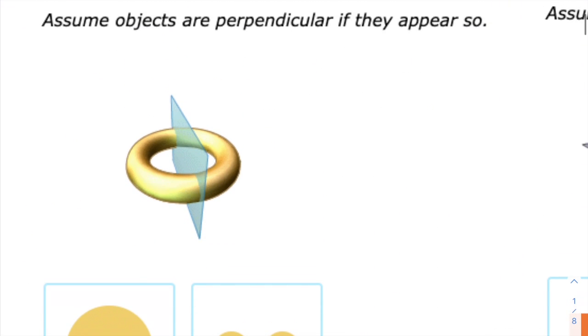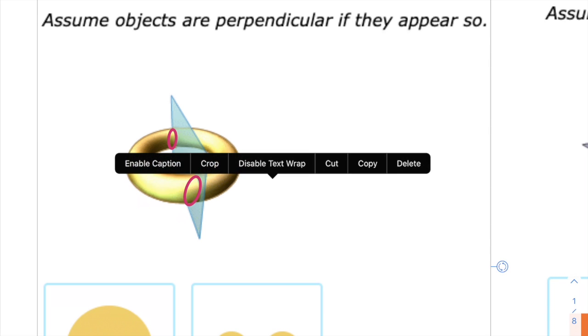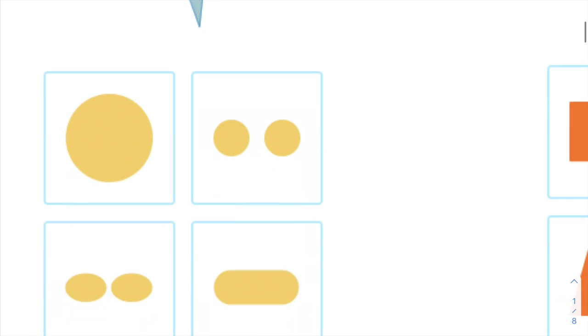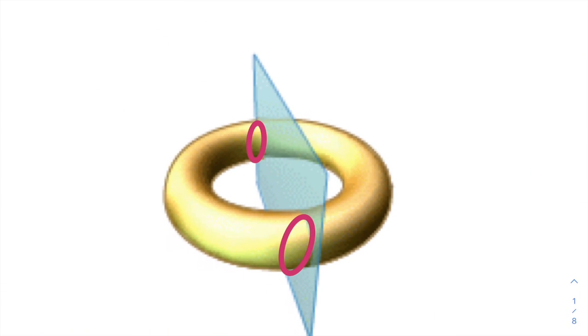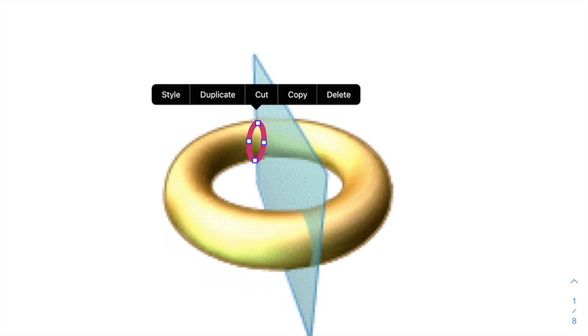We have, it looks like a donut, looks like a cross. All right. And that result, that's a circular, that's not an oval. So we want to be careful that we don't put the wrong answer for this one.